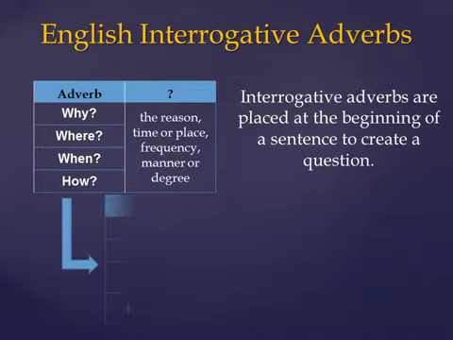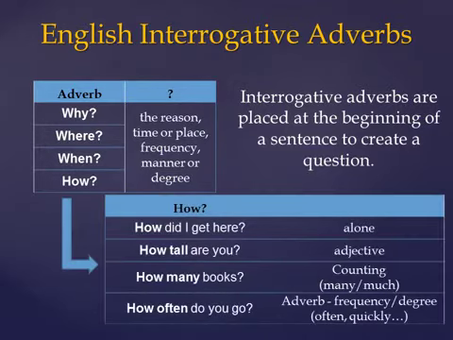Now the adverb how can be used in many ways. It can be used alone in a sentence, such as how did I get here? Or it can join with an adjective, how tall are you? It can be used with counting nouns, like many and much, how many books? Or it can be used with another adverb to ask about frequency or degree, for instance, how often do you go, or how quickly do you go?